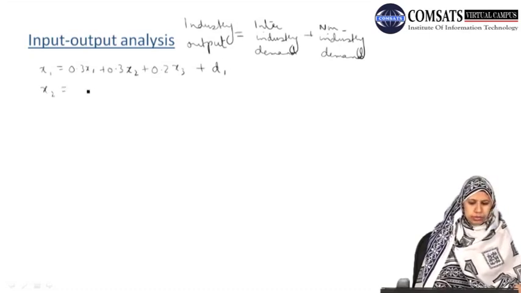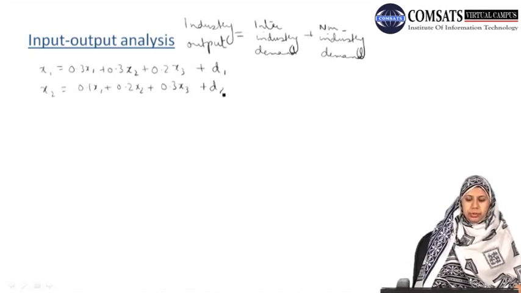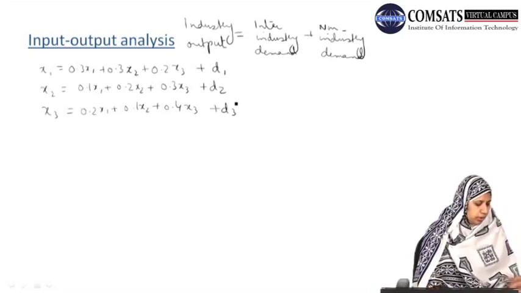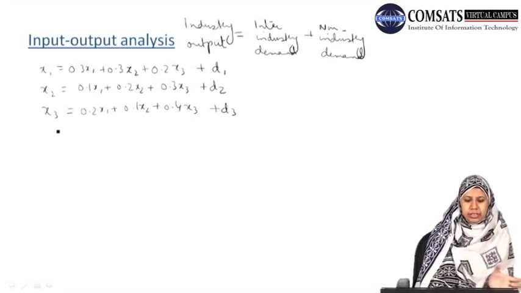If x2 is equal to 0.1x1 plus 0.2x2 plus 0.3x3 plus D2, and x3 is equal to 0.2x1 plus 0.1x2 plus 0.4x3 plus D3. Now we can rearrange these terms.